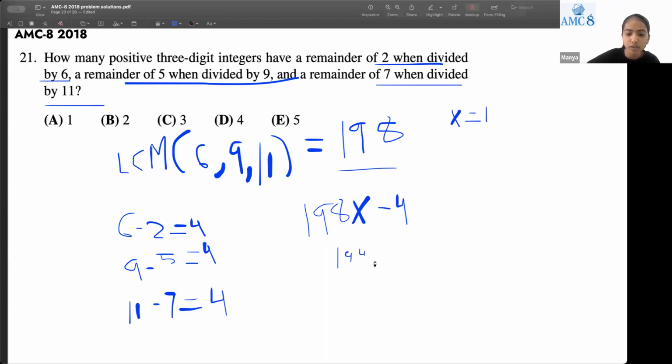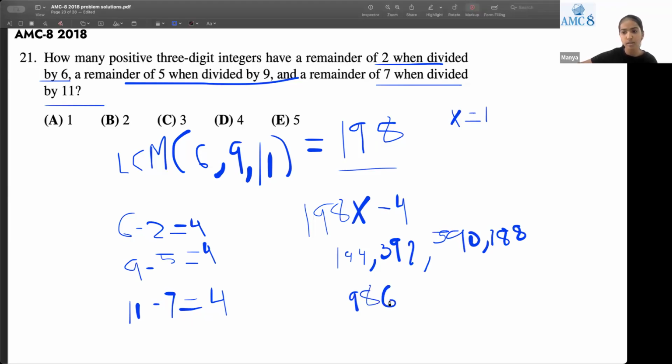If x is equal to 2, then what's 198 times 2? If we multiply it, we'll get 396. So 396 minus 4 is going to give us 392. And if we do x equals 3, then we're going to get 590. x equals 4, we'll get 788. And then if we do x equals 5, we'll get 986.